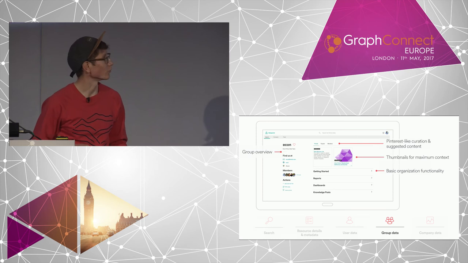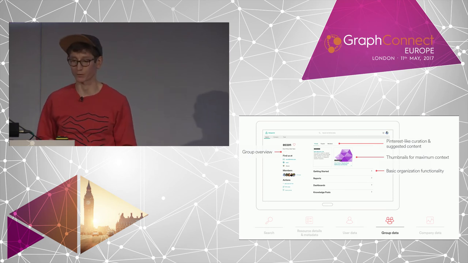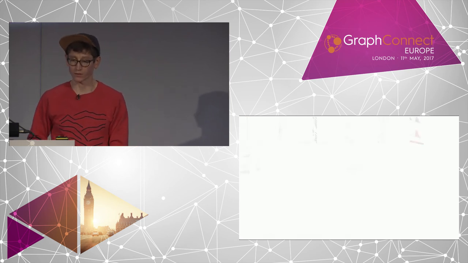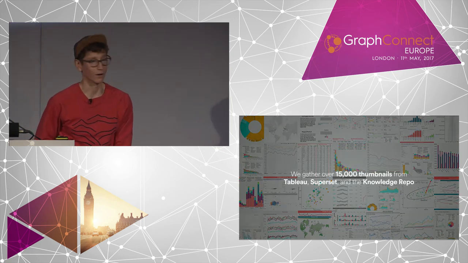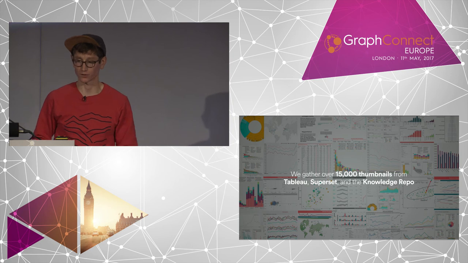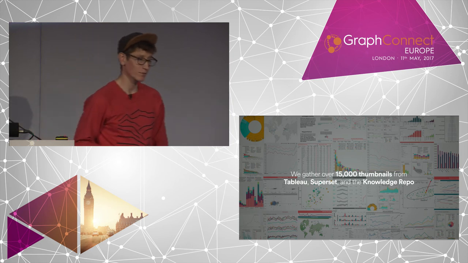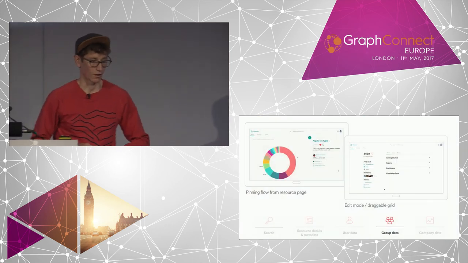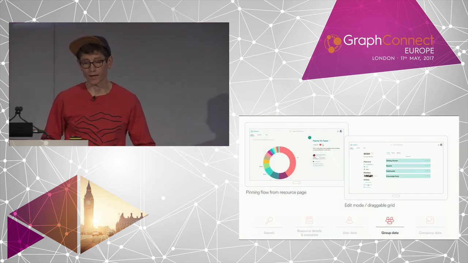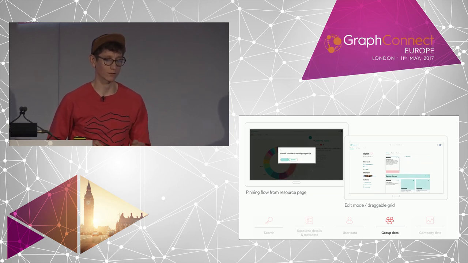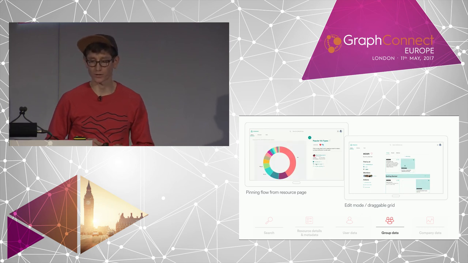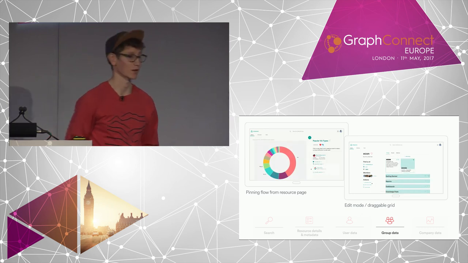Also want to highlight that we tried to leverage thumbnails for maximum context. We gather something like 15,000 thumbnails from Tableau, our knowledge repo, and our Superset-like internal data tool through a combination of APIs and headless browser screenshots. Just wanted to quickly highlight what the pinning and editing flows look like on the left. Similar to Pinterest, you can pin an item to a team page. On the right, we have a lot of flexibility in terms of how you customize and rearrange the resources on a team page.